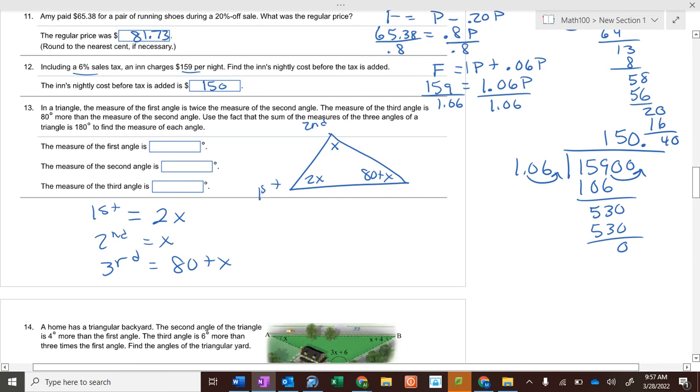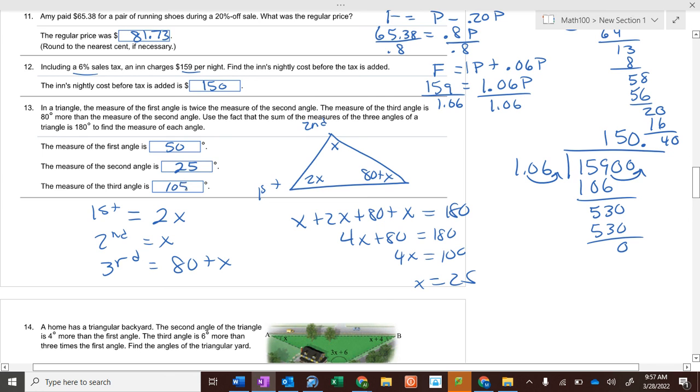What do these three angles add up to in a triangle? 180. X plus 2x plus 80 plus x equals 180. So 4x plus 80 equals 180. 4x equals 100. X equals 25. So the second angle is 25. The first angle is 2 times that, which is 50. And the third angle is 80 more than 25, which means it's 105.